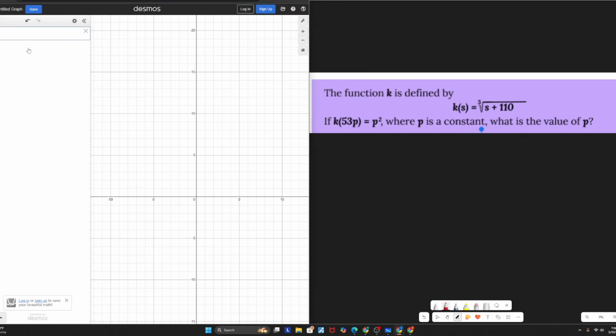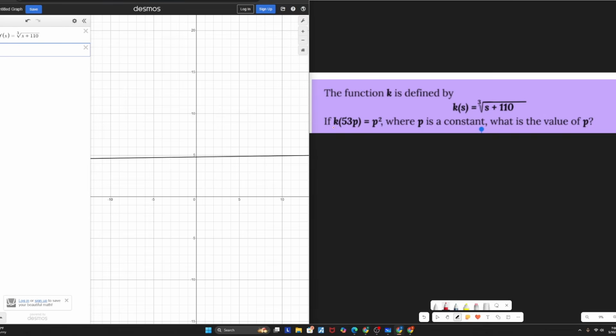So you don't need to know how to do it, or you don't need to use your hand at least. So let's just model this using more relevant terms. Instead of k of s, you can just use f of x equals, to get the cube root function, you have to use a shortcut of CBRT. S is just x, and plus 110. Okay, now you have that.